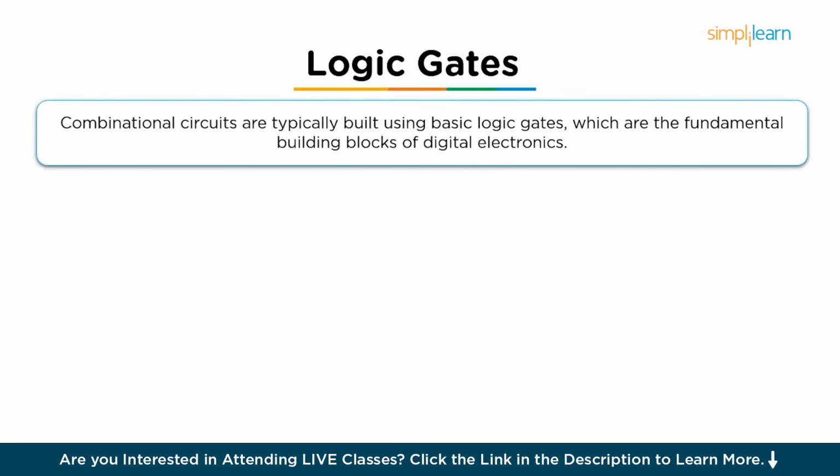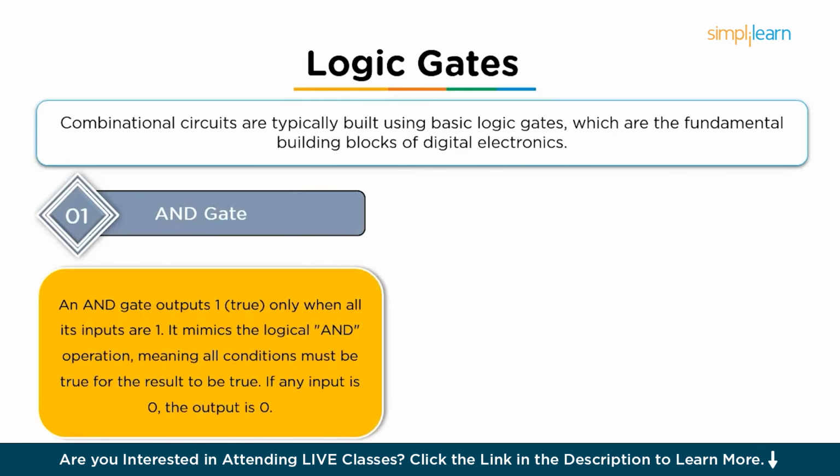So combinational circuits are typically built using basic logic gates, which are the fundamental building blocks of digital electronics. So these gates perform basic operations on binary inputs, zeros and ones, and produce a single binary output. So each gate has a specified logical function based on Boolean algebra. So the most common logic gates include, the first one is the AND gate.